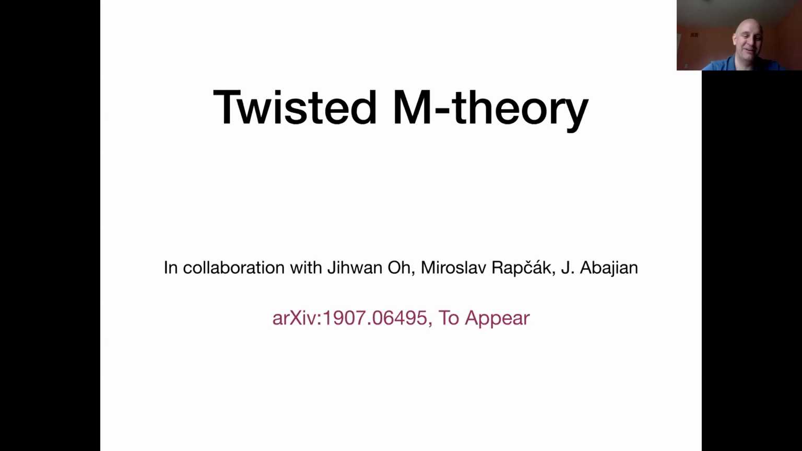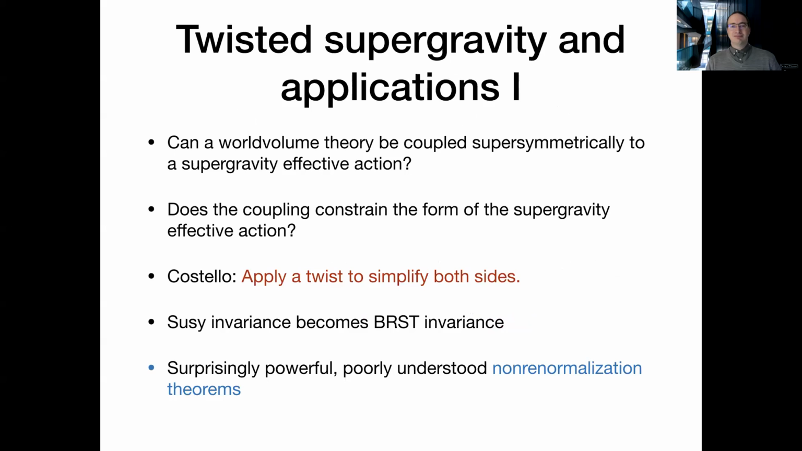Okay, so I would like to discuss twisted M theory and some work I've done in the subject in collaboration with Jivan Ho, Miroslav Rapkap, and Jakub Abajan. Part of it is already out on the archive, and some part will come out very soon, probably next week. So I would like to start by describing which sort of things you can do with twisted M theory or twisted supergravity. The notion of twisted supergravity was introduced by Kevin Costello some time ago, and I don't feel it has percolated through the physics community enough yet. So let me just try to describe it a little bit.